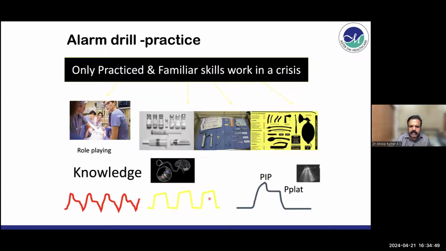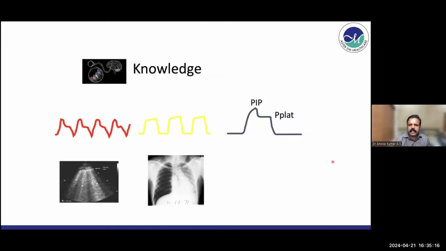And you should have end-tidal carbon dioxide monitoring if possible. That can also pick up dislodgement or disconnection easily. Then in the graphs, you should be able to see the different pressures, and a bedside X-ray and an ultrasound will give you more clues whether it is pulmonary edema or some pneumothorax, etc. So it should be a combined thing. You should have a clinical examination, you should see your monitors, and along with that, you should be able to see the ultrasound images, etc.